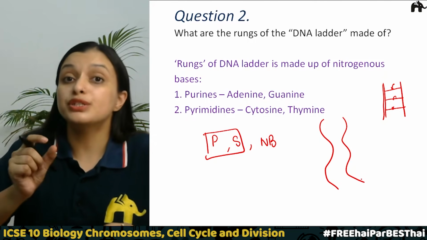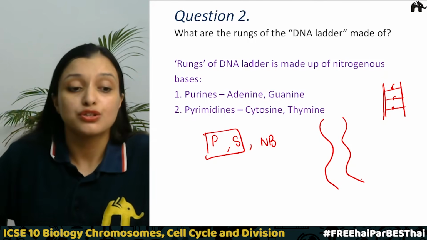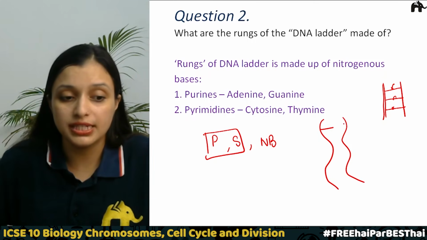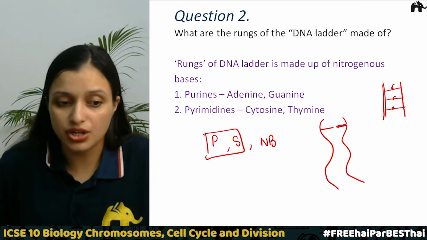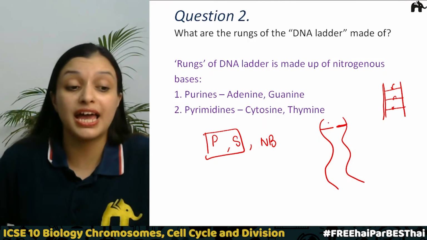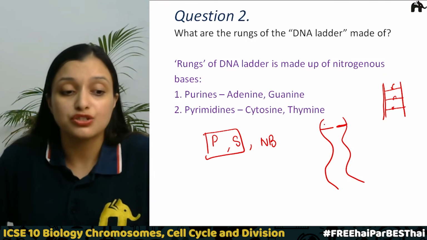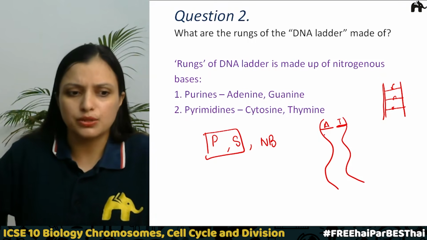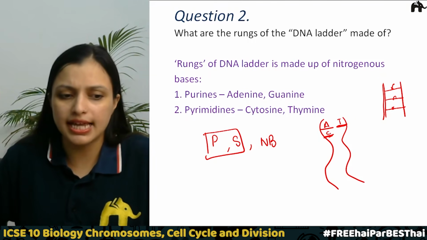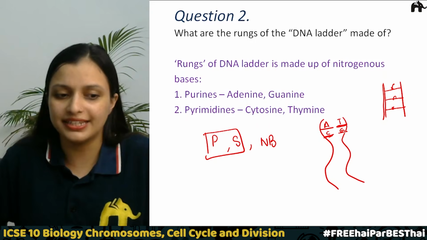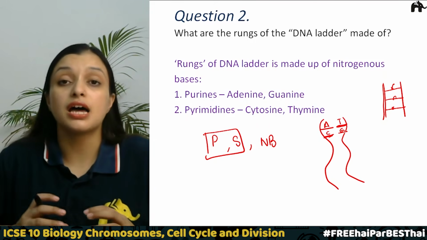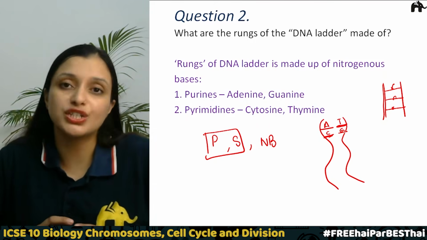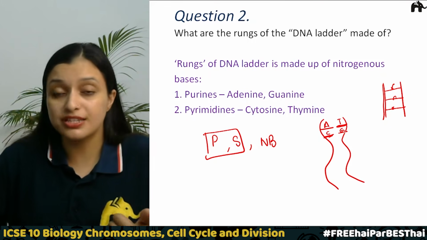And when we talk about the rungs, the steps, these two are joined to each other with the help of what? With the help of nitrogenous bases. So say if this is adenine, this is thymine, right? And if this is cytosine, this will be guanine, right? So these rungs are made up of nitrogenous bases, either purines or pyrimidines.